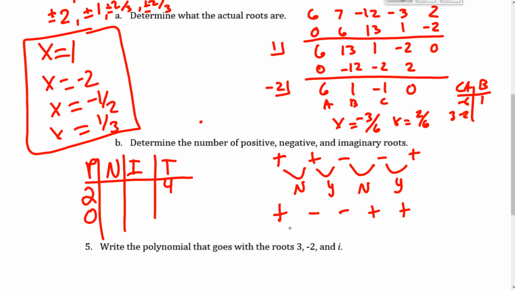So now I count my sign changes here. That's a yes. That's a no. That's a yes. That's a no. So I have 2. So that means I could have 2 positives and 2 negatives. That means I have 0 imaginary.